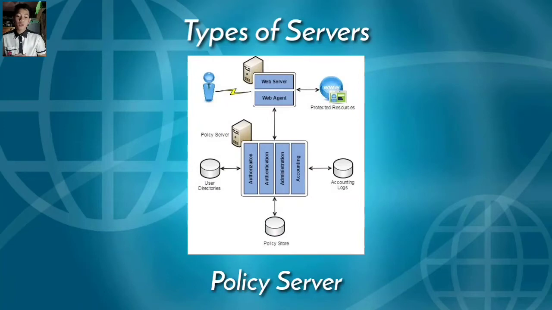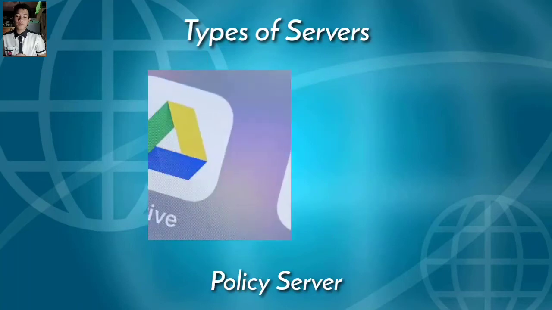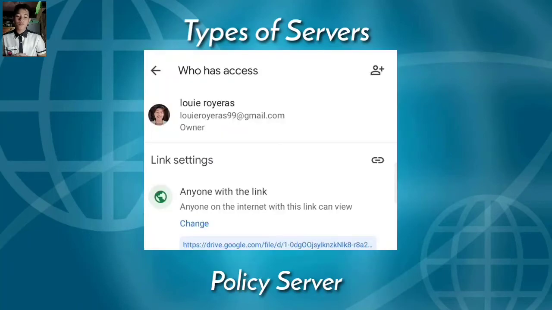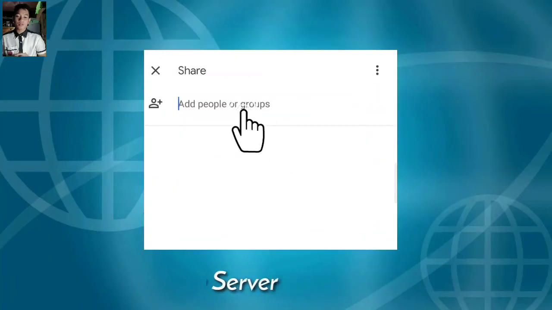And lastly, policy server. It is a security component of a policy-based network that provides authorization services and facilitates tracking and control of files. Example of it is in Google Drive. A user can allow or deny access to any type of file or document from other users.